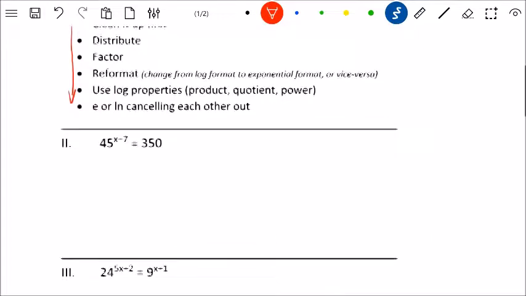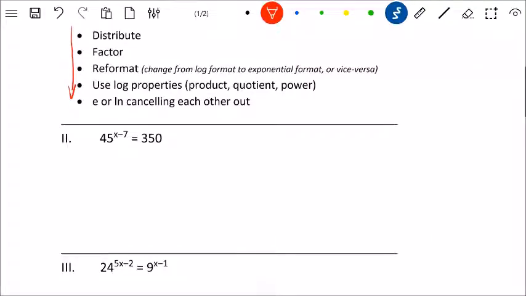So let's start off here with this type, where we have 45 raised to the power of x minus 7 equals 350. The way we're going to do this one is we are going to apply logs to both sides. So what I get is the logarithm of 45 to the x minus 7 is equal to the logarithm of 350. The reason I'm going to do that is because that now allows us to take this, which is in parentheses, and put it in front because of the power property.